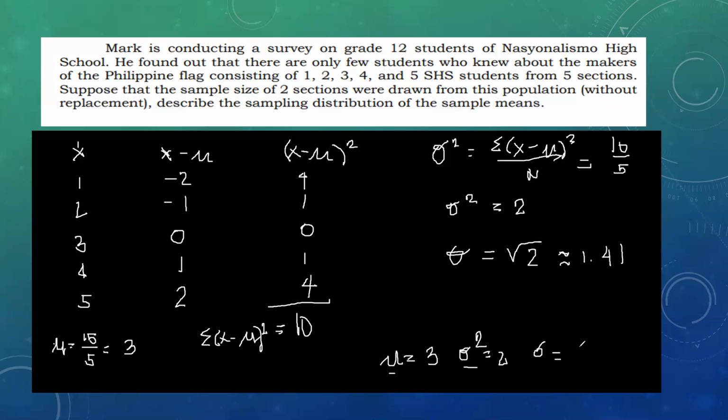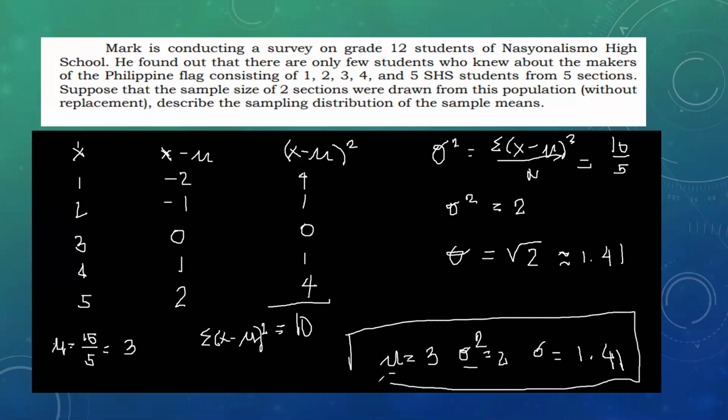1.41. So we have found all about our population. After this, we'll be continuing with our sample. Paano natin hahanapin yung sample? So tapos na tayo dito sa tatlo, we'll be continuing with the sample. Ngayon, paano natin mahahanap yun?